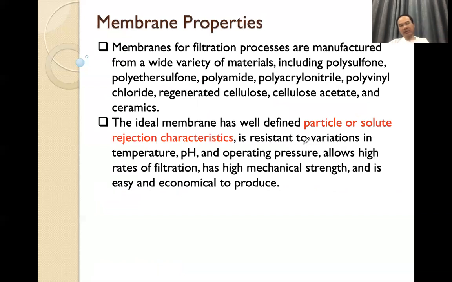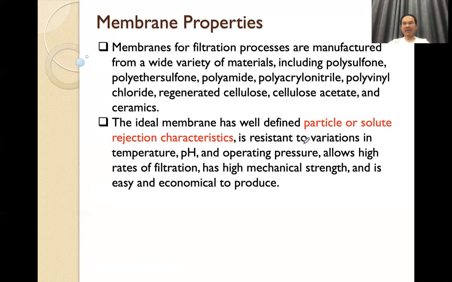The materials used to produce membranes come in many kinds. They may be polymer or ceramic, for example polysulfone, polyether sulfone, polyamide, polyacrylonitrile, polyvinyl chloride, and so on. We can also use a biopolymer like cellulose acetate, or ceramic, to make the membrane.